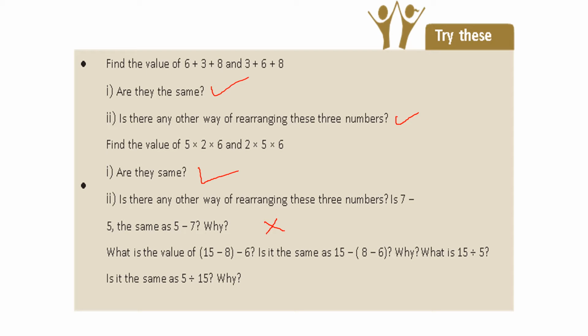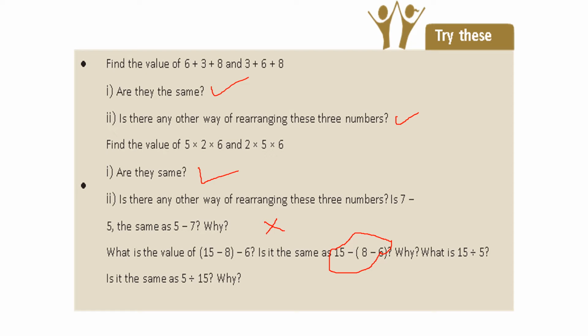What is the value of 15 minus 8 minus 6? 15 minus 8 is 7. 7 minus 6 is 1. Is that the same as 15 minus 8 minus 6 computed differently, as 8 minus 6 first? No. 8 minus 6 is 2, so 15 minus 2 is 13. Here we got 1, here we are getting 13.